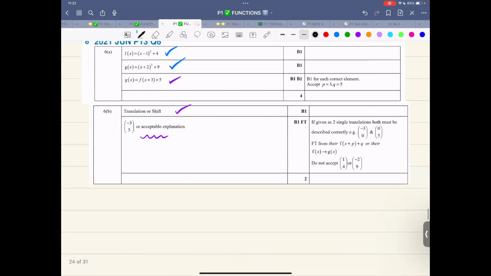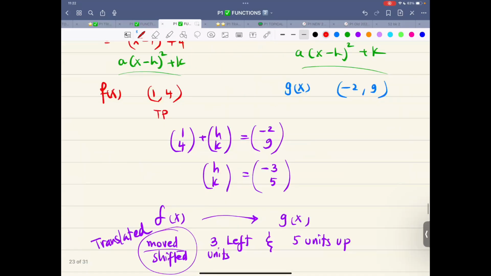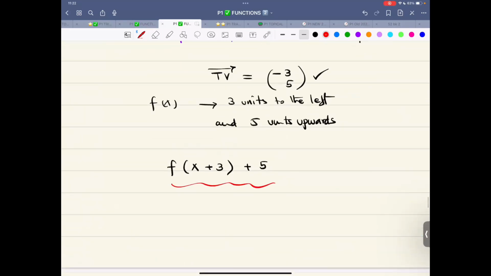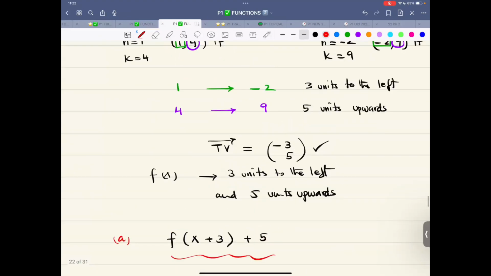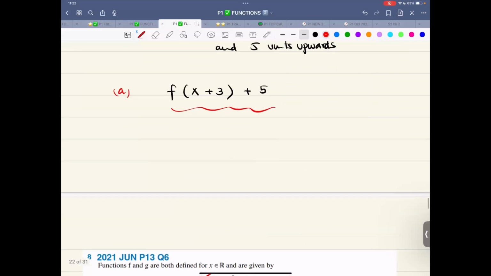Now let's double check the result. So the result is right over here. Let me get the eraser ready. That's over here. First of all, this is f(x), this is g(x), and I answered this first, translation, and then I answered this based upon the turning point: f(x + 3) + 5. That's the answer of part A, and this is the answer of part B.